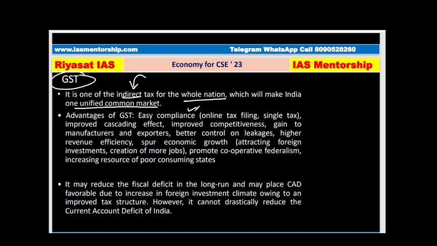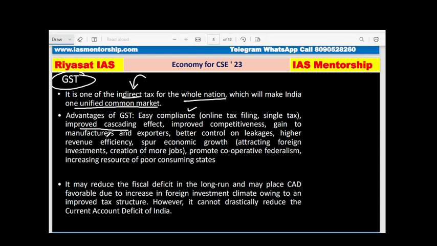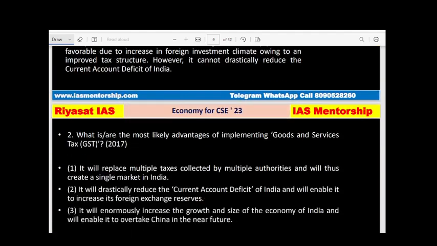Easy compliance, improved cascading effect. Basically, what was happening with the cascading effect, you must already have learned in economics, is that multiple taxes were imposed at all the points. That is your cascading. Improved competitiveness, gain to manufacturers, exports, better control on leakages, high revenue efficiency. So all these things are examples of GST. Okay. Let us see what is next.